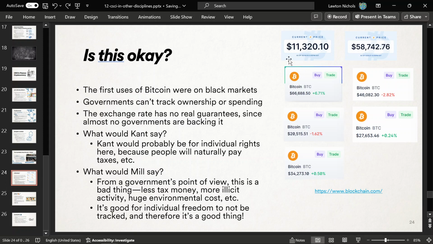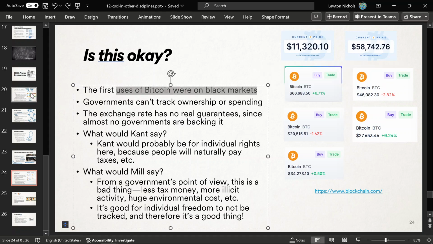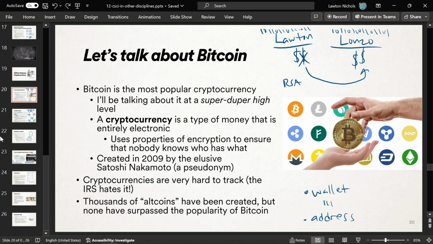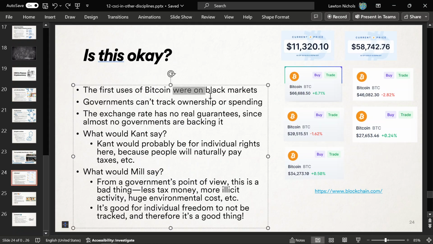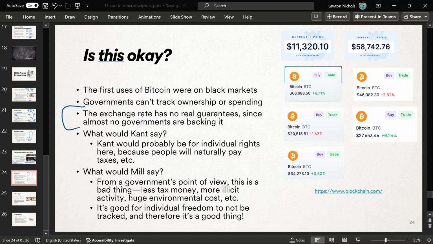And we should talk about, well, is this an okay thing to do? The first people who were using Bitcoins were the people who didn't want their name associated with an account, because that's one thing that Bitcoin can do for you. So the first uses of Bitcoin were on black markets to buy drugs or to buy weapons. That's a thing. And then it's of course hard for governments to track who owns what Bitcoin and how they're spending it. So it's very easy to launder money with it, etc., etc. And also, if you're buying Bitcoin, maybe this is your fault, but there is no guarantee about how much money you're going to make from your Bitcoin if you hold on to it for a while. Who knows if the price is going to go up or go down, all right?